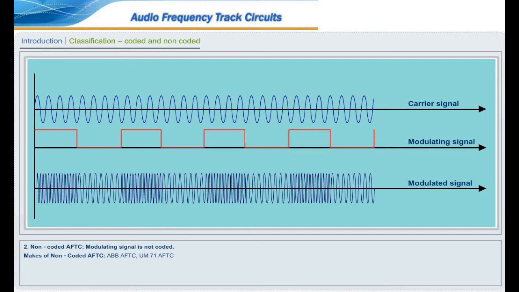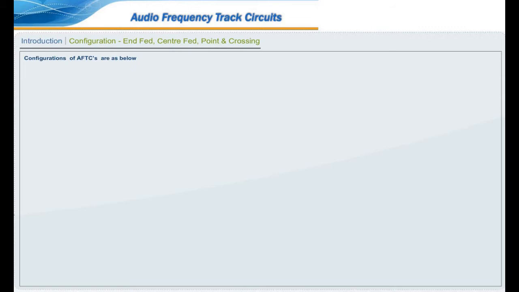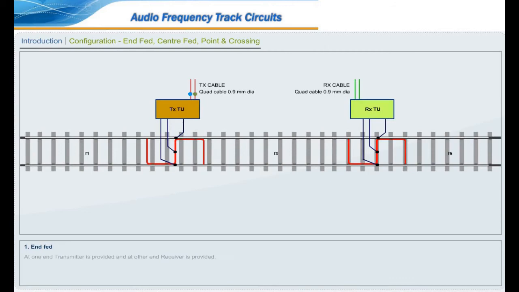Configurations of AFTCs are as below: end fed, center fed, point and crossing. End fed: at one end transmitter is provided and at the other end receiver is provided.